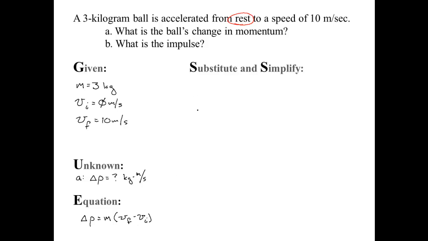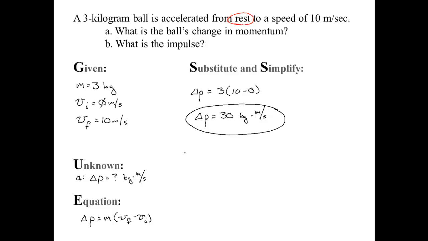Now, if I replace numbers for letters, change in momentum is what I'm looking for, but I know that mass is 3, and I know that velocity final is 10, and velocity initial is 0. Now when I simplify, I get change in momentum equals 30, but I need to get the units correct, so I say kilograms times meters per second.